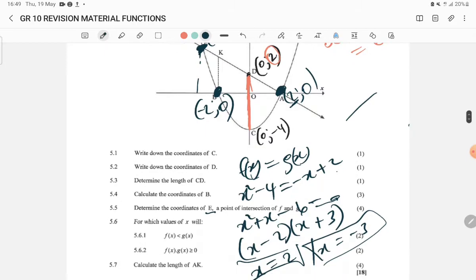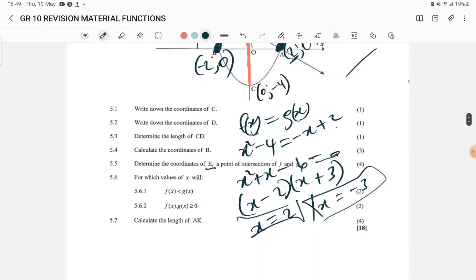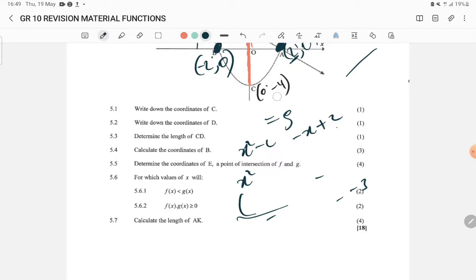Now we are done, and we have seen how we calculate the coordinates at the point of intersection. Now done with everything else, let me just rub off all what I wrote here. Then let's go to the next question.